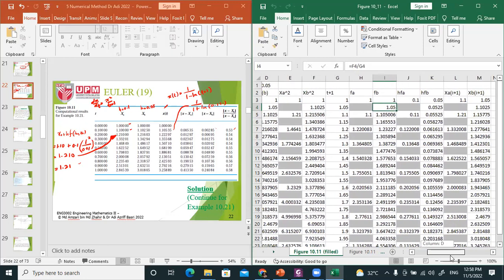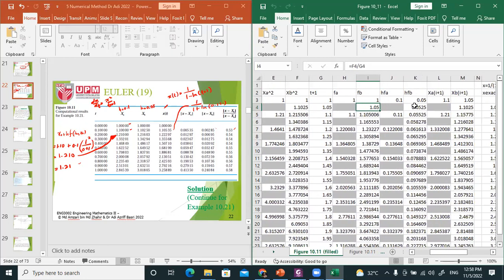Then you can get the step size here, 0.035, which is h times fb, h 0.05 times the function. You will get this one. Then you add the previous one, 1.0, and you will get this one, 1.0125.